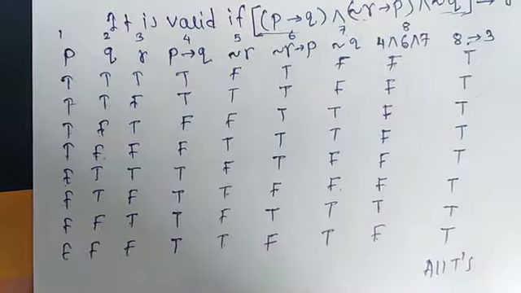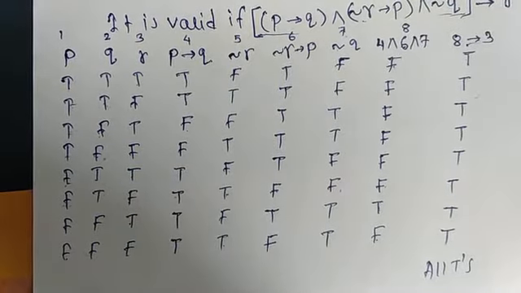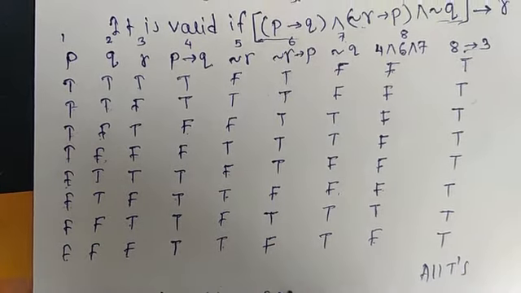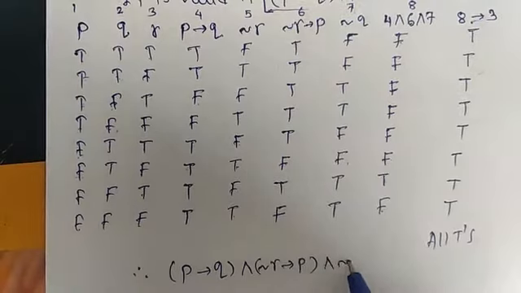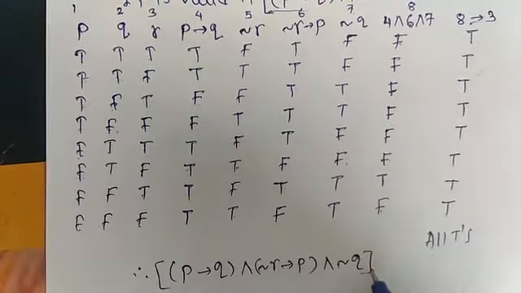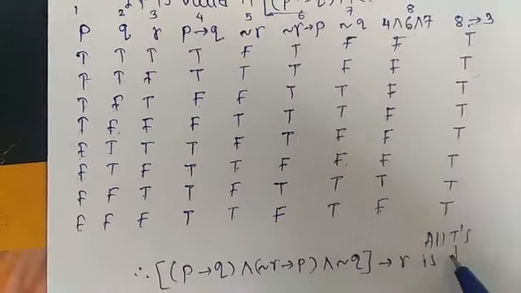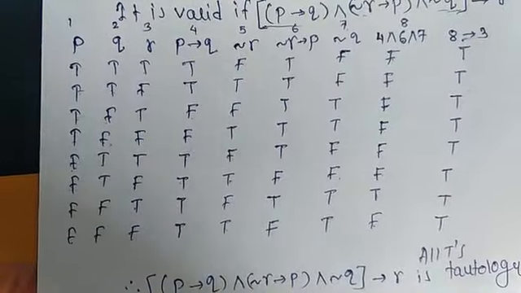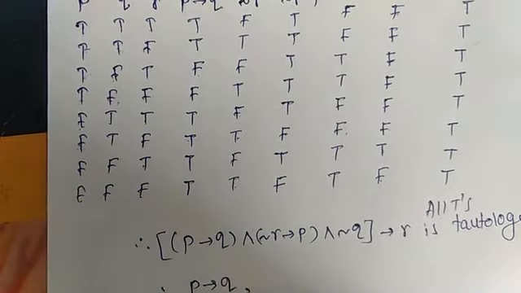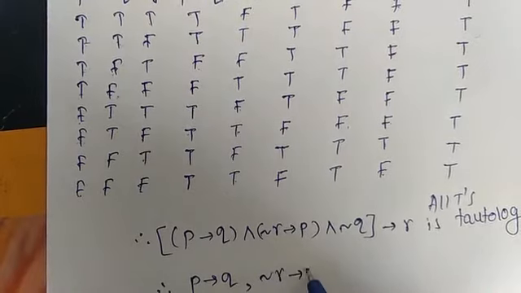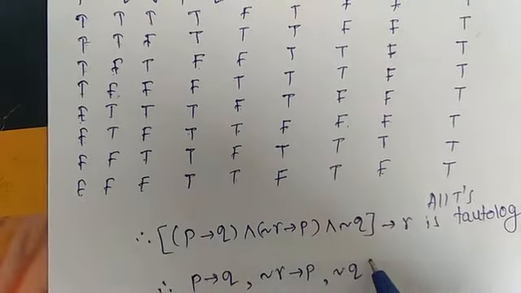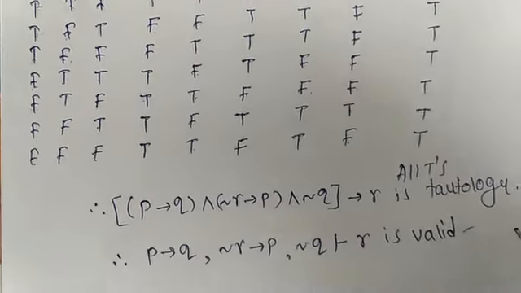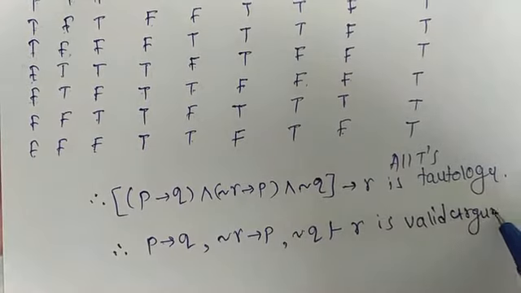Okay, so we can say that the given proposition, P implies Q and negation R implies P and negation Q, implies R, is a tautology. So if it is a tautology, then the given argument, P implies Q, comma, negation R implies P, comma, negation Q, conclude R, is a valid argument.